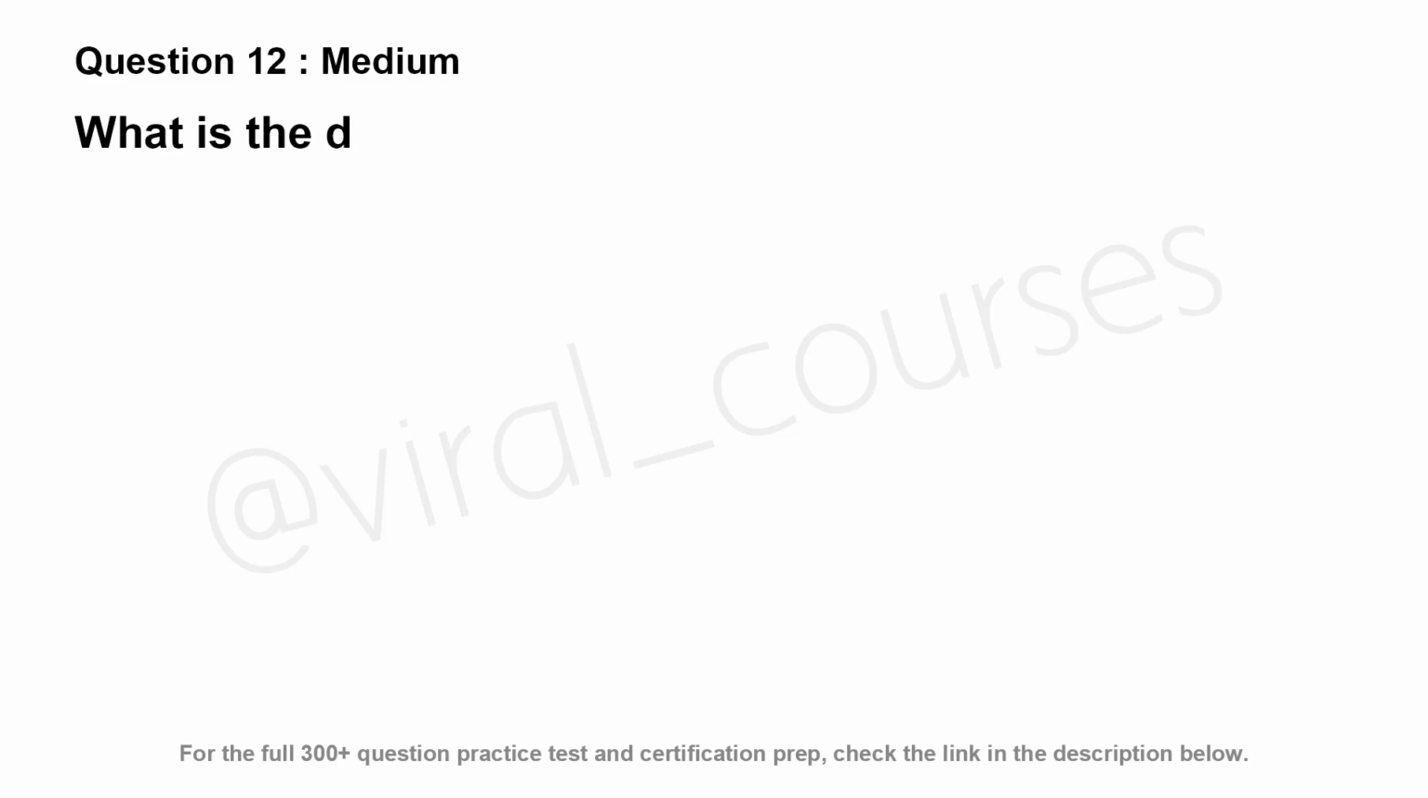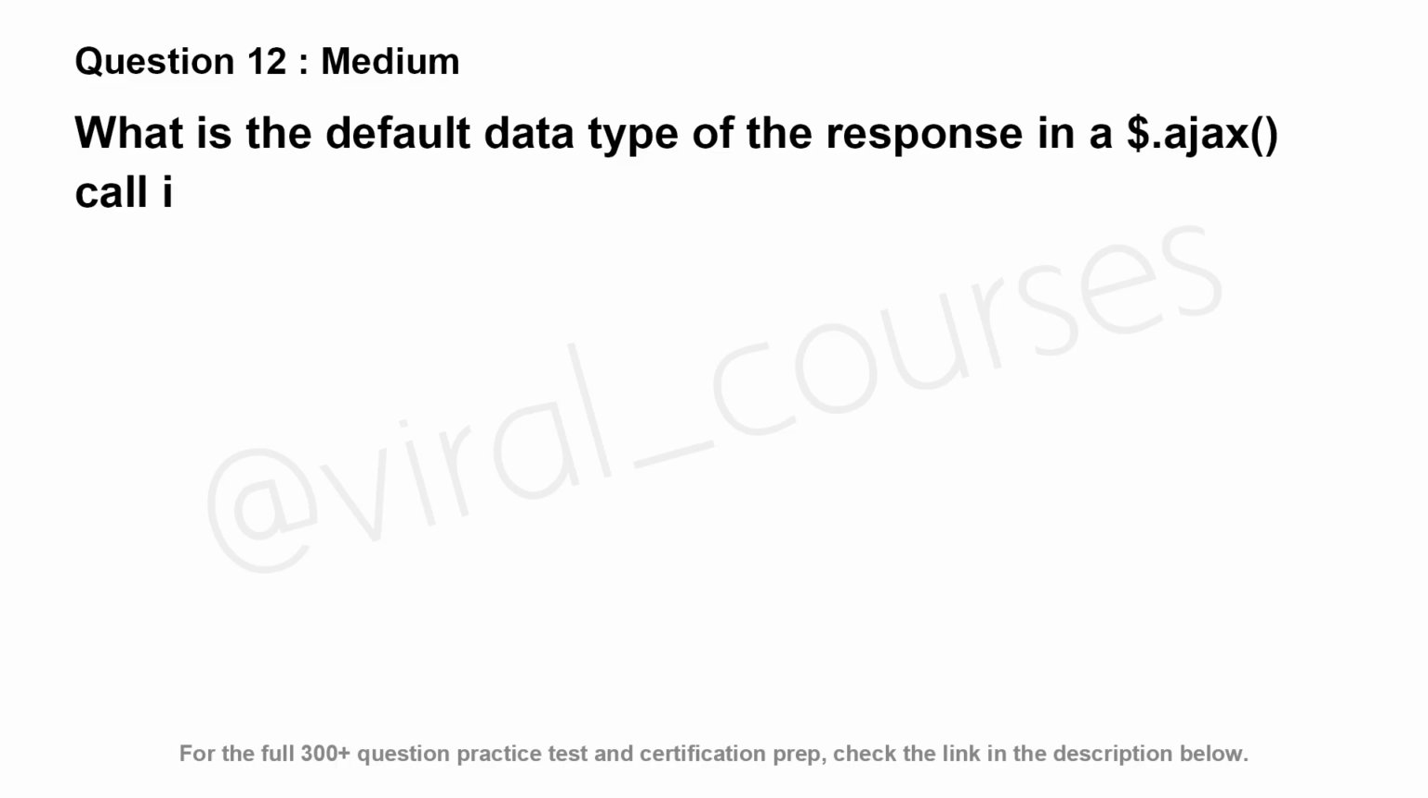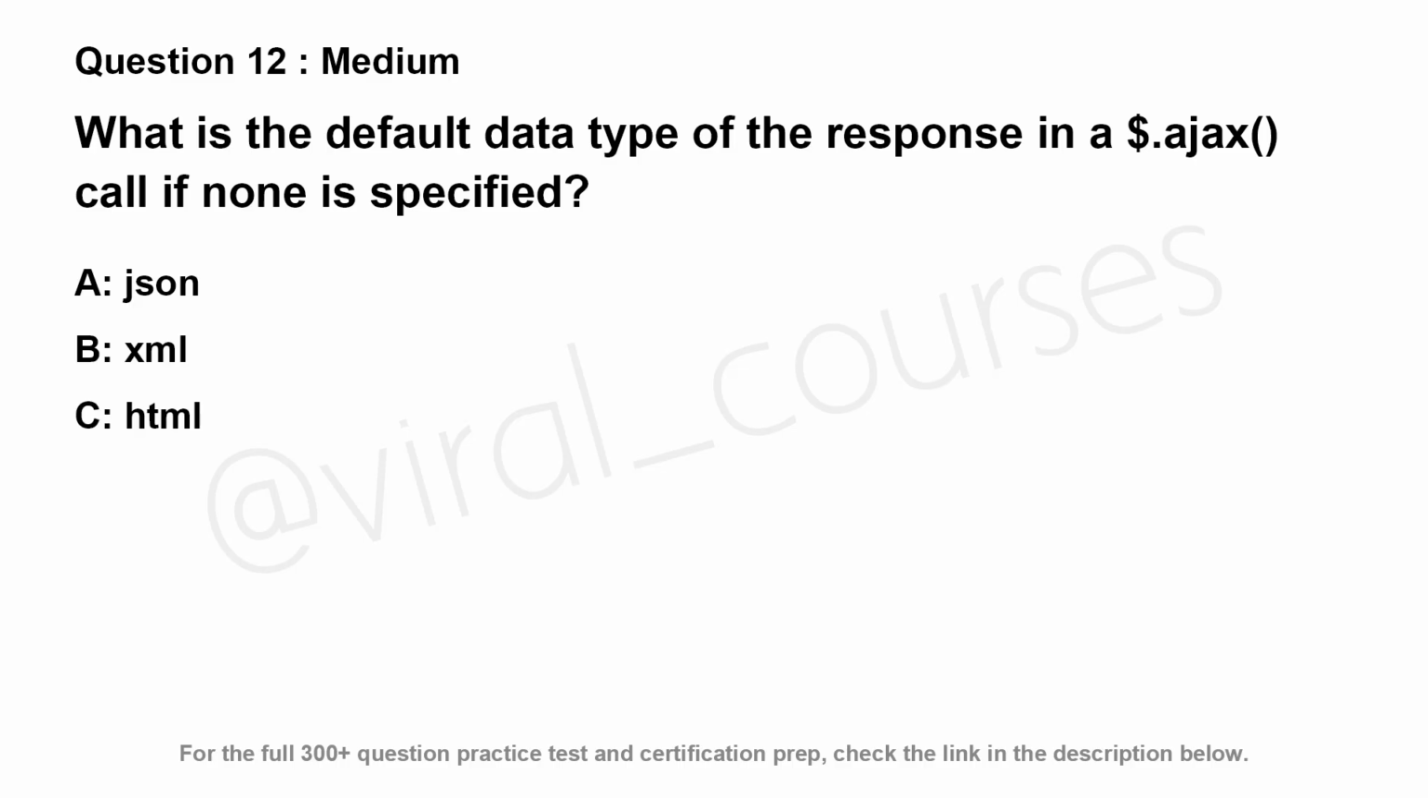What is the default data type of the response in an AJAX call if none is specified? Option A, JSON. Option B, XML. Option C, HTML. Option D, intelligent guess, string, XML, JSON.